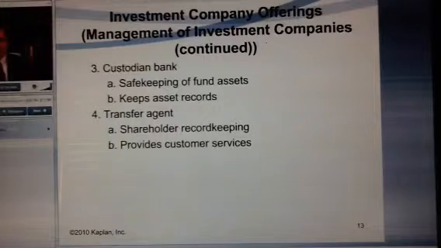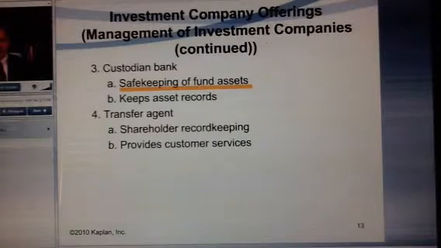The custodian bank is the safekeeper of the assets. So they hold on to the securities and the cash. They hold on to important documents and contracts. They're the safekeeper of the assets. Kind of like a firewall. The investment advisor is managing those assets, but the custodian bank has possession.